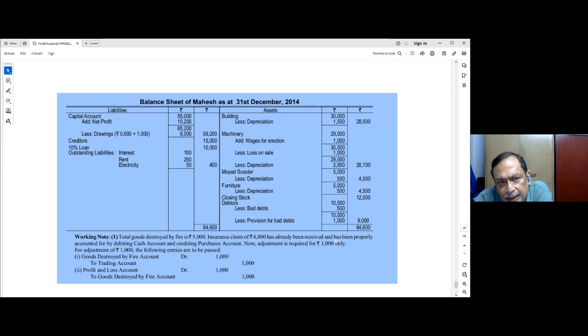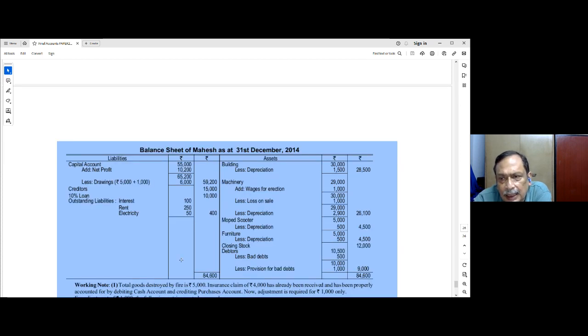Creditors, we have 15,000. 10% loan, 10,000. And in outstanding liabilities, we have interest 100, rent 250, and electricity 50. So the balance sheet total is 84,600, both assets and liabilities.